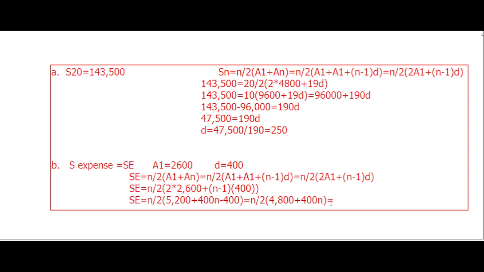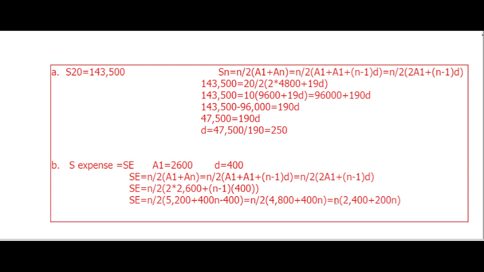This divided by 2, n into 2,400 plus 400 divided by 200n. Now SE is equal to, let's multiply this. Distribute n: 200n square plus this, distribute it, 2,400n.